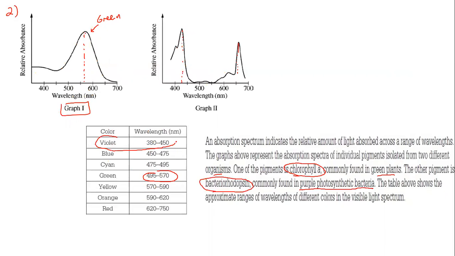Right here, this one would be absorbing purple. And then right here, right around 650, this would be able to absorb red. So basically this graph is showing you that whatever plant this is, whether it's the chlorophyll A or the bacteriophytopsin, you're just having to figure out the color that they can absorb. So this is what they're giving you. Let's go ahead and see what the question is based off of.